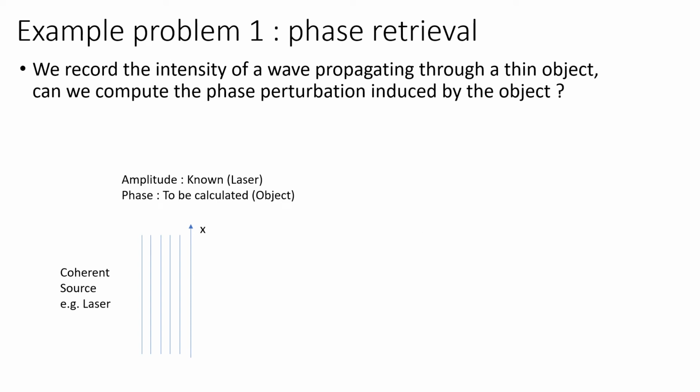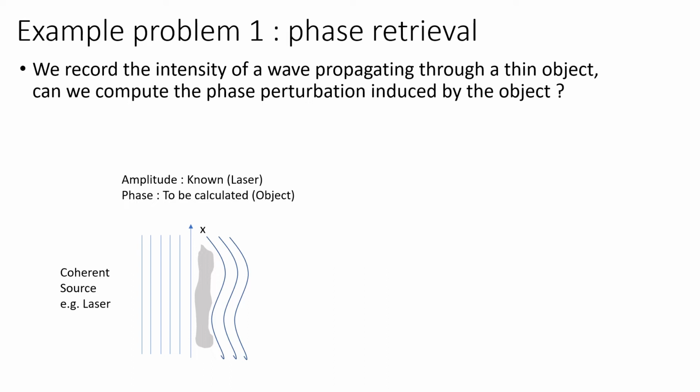Let's start with an example. We consider an expanded laser beam. If the beam is clean, we know very well what the amplitude and phase of that beam looks like. Along the beam, we place a transparent object. For instance, it's a prepared microscope slide with a few layers of biomaterial on it, cheek cells, for instance.